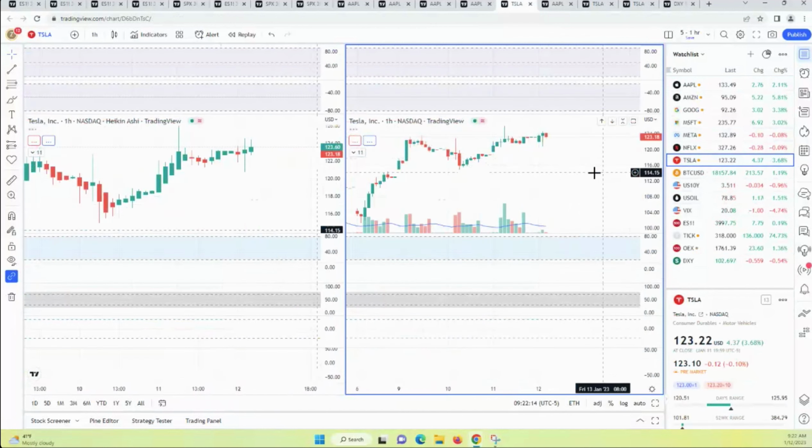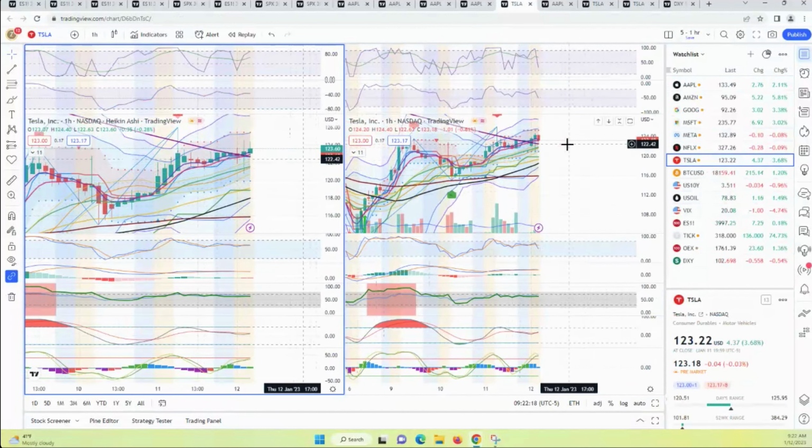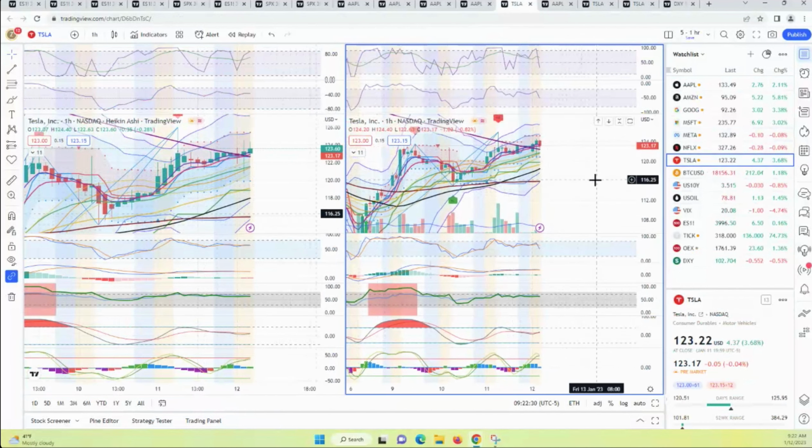Right here. Maybe Tesla should come back here, 122.40. That breaches 121.60. That breaches 122, 120.88. That breaches right about here, 119.68. So let's see how it goes.